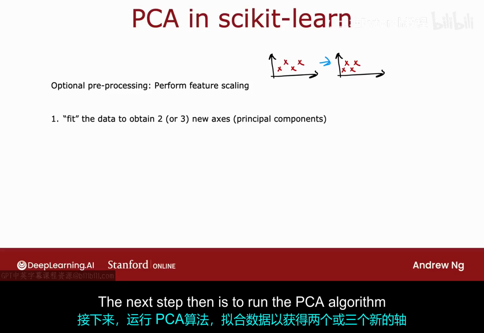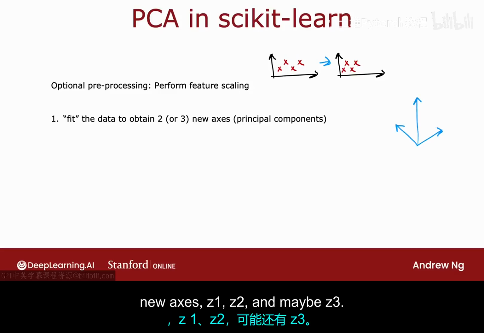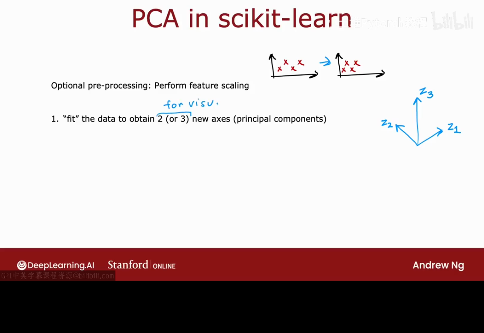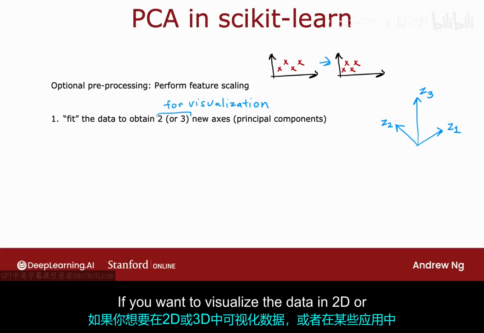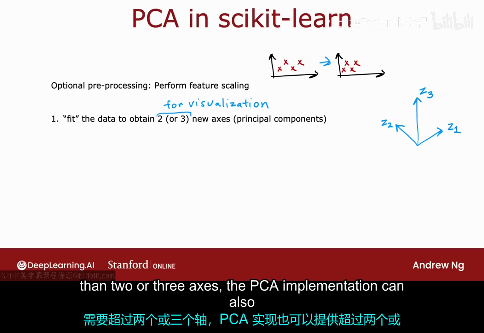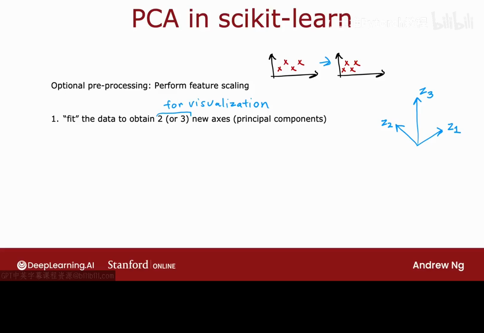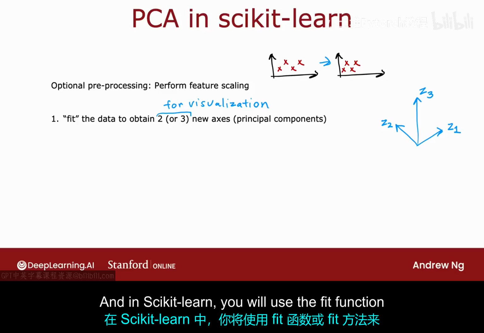The next step then is to run the PCA algorithm to, quote, fit the data to obtain 2 or 3 new axes, Z1, Z2, and maybe Z3. And here, I'm assuming you want 2 or 3 axes if you want to visualize the data in 2D or 3D. If you have an application where you want more than 2 or 3 axes, the PCA implementation can also give you more than 2 or 3 axes. It's just that it'll then be harder to visualize. And in scikit-learn, you would use the fit function or the fit method in order to do this.